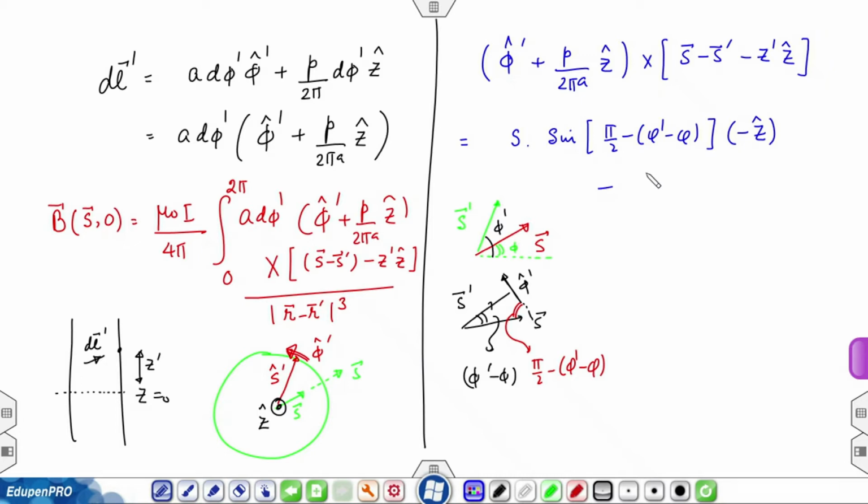Minus phi prime cross unit vector s prime, and the distance is a. So, I can replace this by a z. Phi prime cross s prime is minus z. Then I have minus z prime, and phi prime cross z is going to be s prime unit vector.